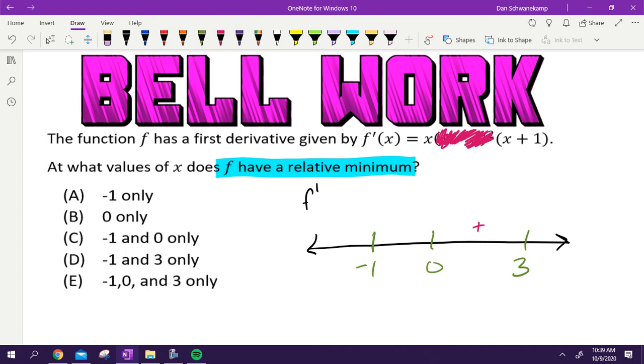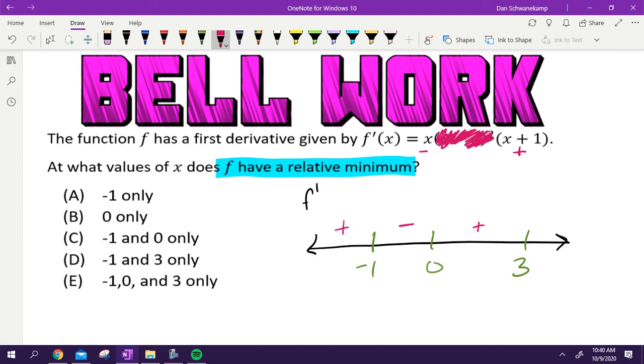I plugged in 1. I need another number. What other number am I plugging in? -2. If I plug in a -2 here, it's going to be negative. -2 here, it's going to be negative. What's a negative times a negative? Positive. What other number should I plug in? -1/2. If I plug in a -1/2 here, it's negative. -1/2 here, it's going to be positive. A negative times a positive is negative.